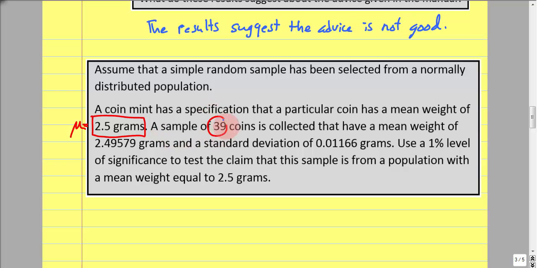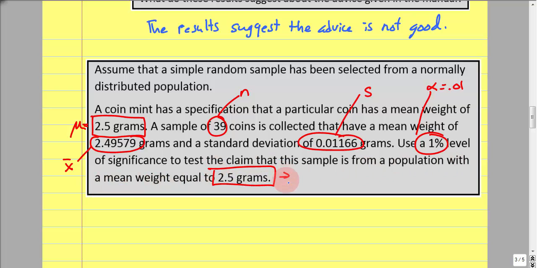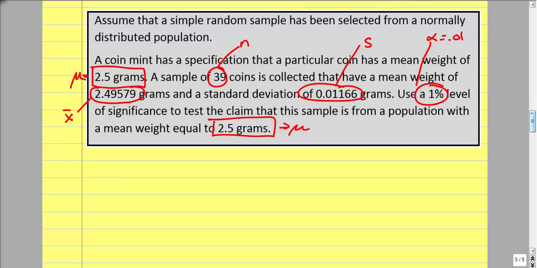We have a sample of 39 coins, so this is our sample size. The mean weight of these 39 coins, since they're based on a sample, is x bar, and the standard deviation, since it's based on a sample, is s. This says to use a 1% level of significance, so that alpha equals 0.01. Now this is going to mean a population with a mean weight equal to 2.5 grams, so that's our value of mu again. So let's go ahead and start with H0 and HA after we look at our summary values.